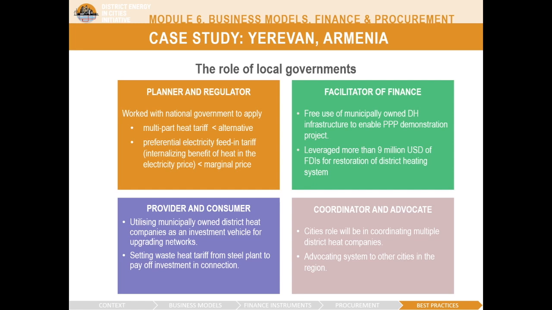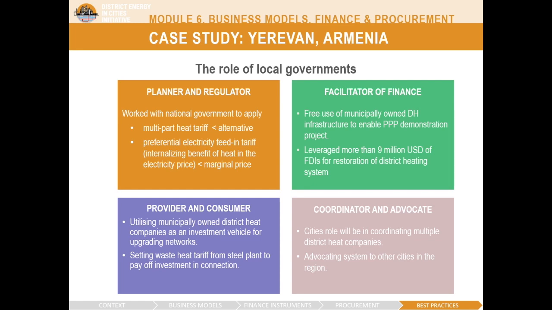As facilitator of finance, local government provided free use of district heating network infrastructure for demonstration project, leading to establishment of a new PPP-DH company. This, with the CHP feed-in tariff, leveraged more than 9 million USD of investment for restoration of district heating system in Armenia on the basis of high efficiency cogeneration. As a provider of services and consumer, the government is utilizing municipally owned district heat companies as an investment vehicle for upgrading networks. It is also setting waste heat tariff from steel plant to pay off investment in connection.